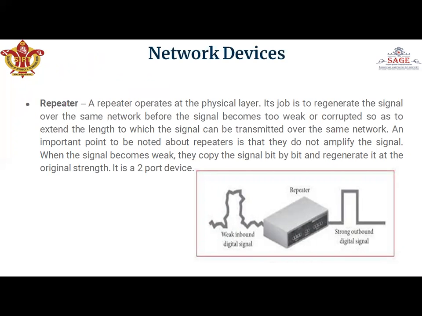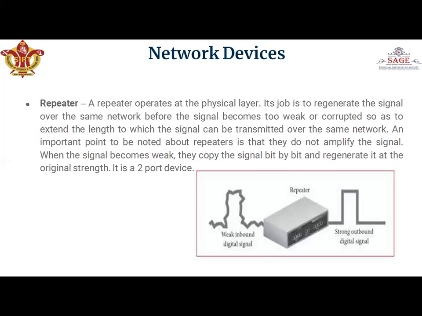As you have seen in the given figure, a repeater takes a weak inbound digital signal and converts it into a strong digital signal. So basically the functioning of a repeater is that it takes a weak digital signal and converts it into a strong digital signal. In the definition, a repeater operates at the physical layer. Its job is to regenerate the signal over the same network before the signal becomes too weak or corrupted, so as to extend the length to which the signal can be transmitted over the same network.